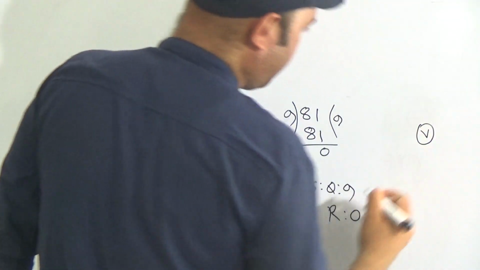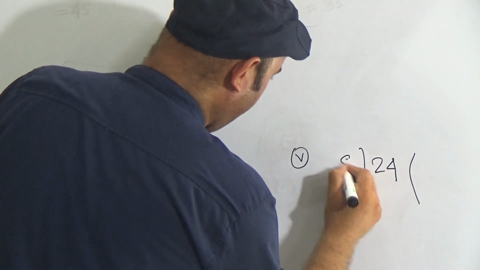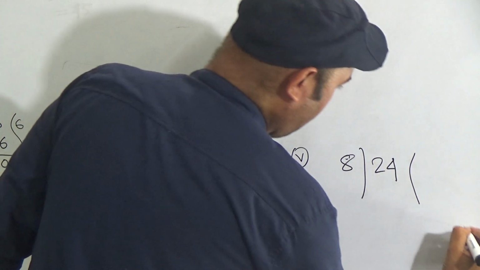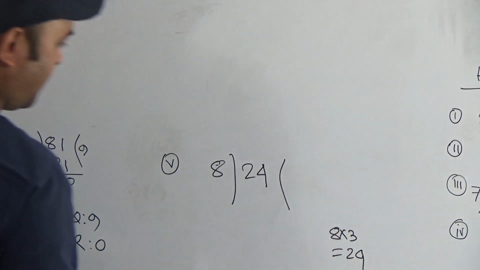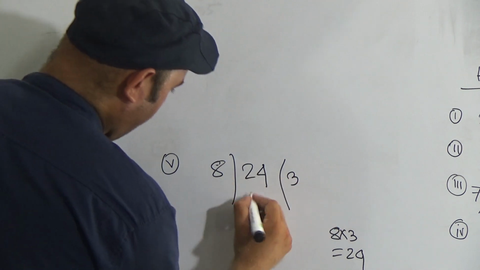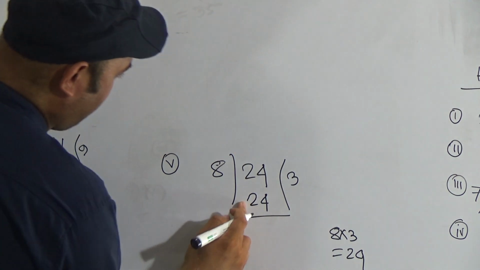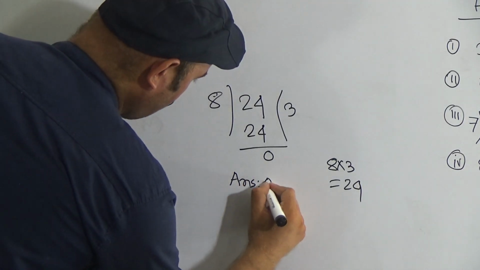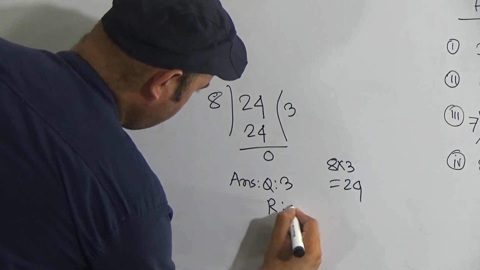Now question 5. 24 divided by 8. Do you know the times table of 8? Yes, we know that 8 threes are 24. So here it will be 3 and here it is 24. Now subtract 24 from 24, it will be 0. So the answer is quotient 3 and remainder 0.